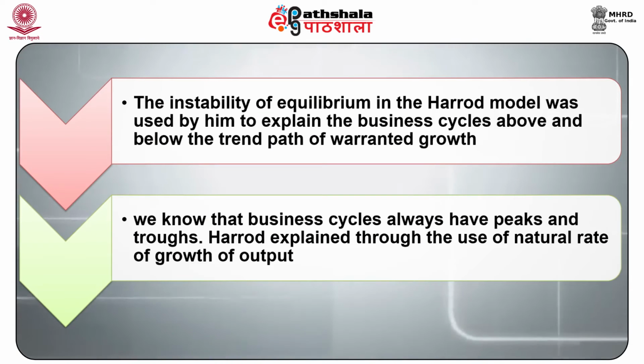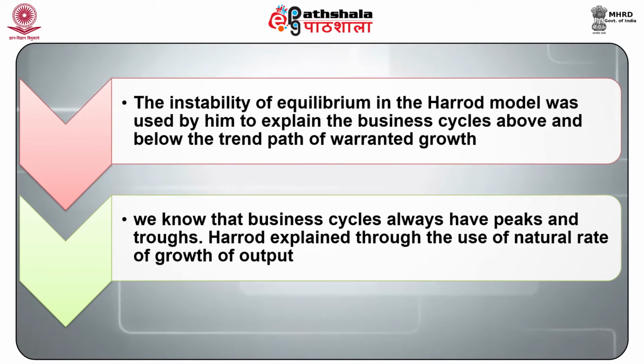The above analysis concludes that the equilibrium growth path of Harrod is completely unstable and any deviation is further aggravating rather than self-correcting. For this reason, the equilibrium growth is said to have a knife-edge stability. If you make a slip on either side, you keep falling. The instability of equilibrium in the Harrod model was used by him to explain the business cycles above and below the trend path of warranted growth.